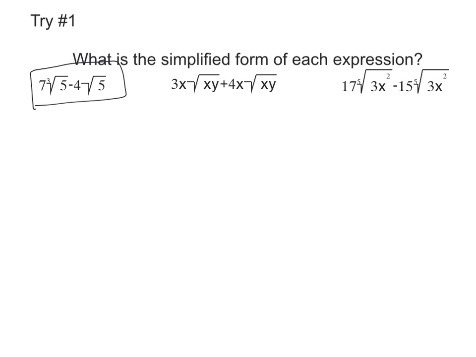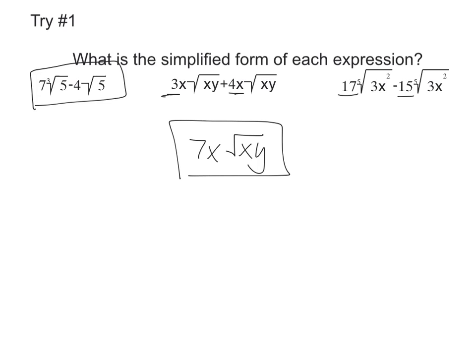Alright, square root of xy and square root of xy are like radicands, so we'll just add the fronts. So 3x plus 4x will give us 7x. So this is 7x square root of xy as our final answer here. And the last one, 17 fifth root of 3x squared minus 15 fifth root of 3x squared. Again, they have the same radicands, so 17 minus 15 will give us 2. So it's 2 fifth root of 3x squared.